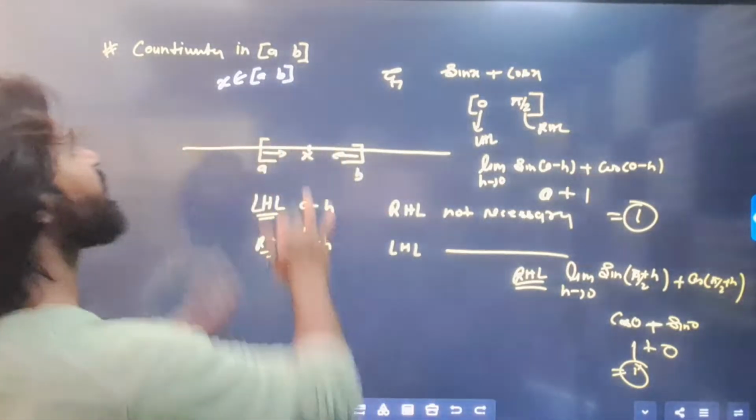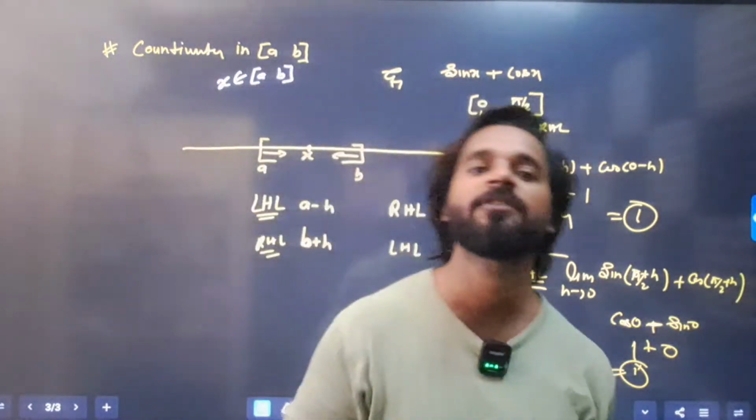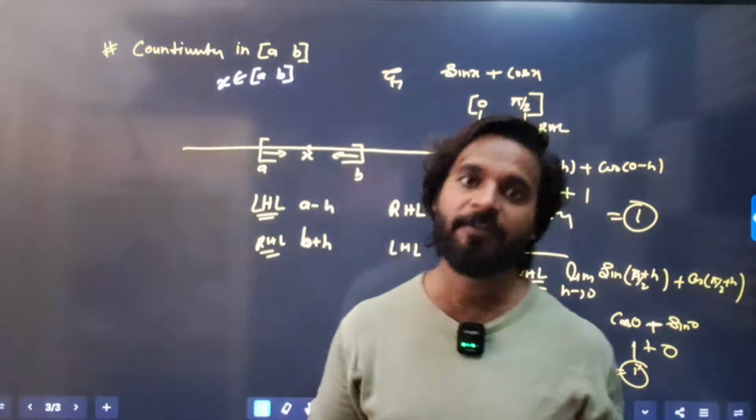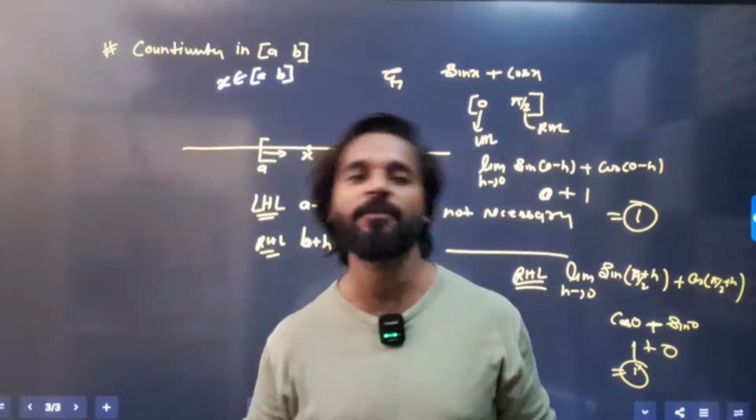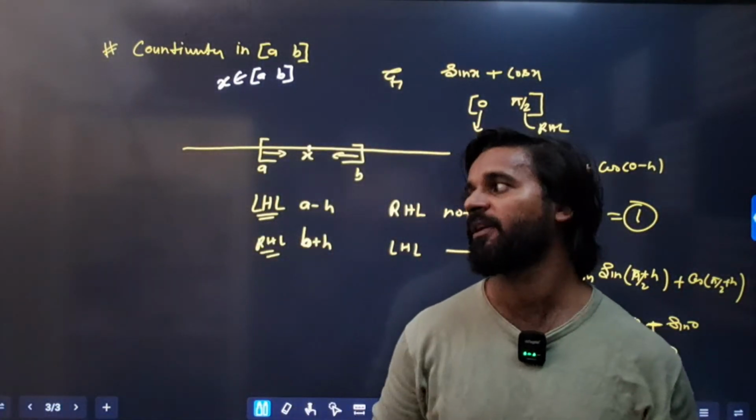So you can learn easily that if a closed interval a to b is given, the function is continuous from the left hand limit at one end point and the right hand limit at the other end point.